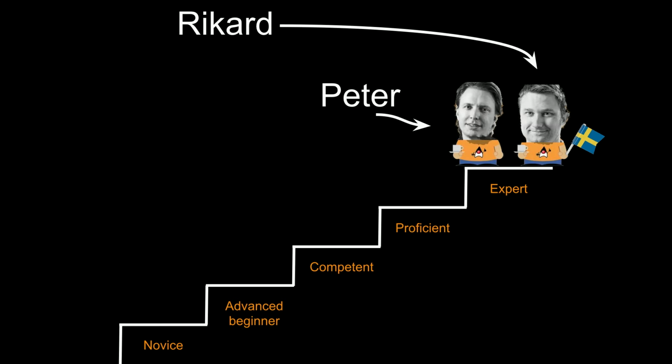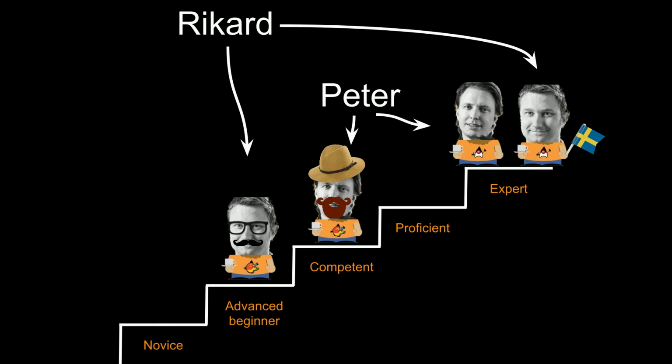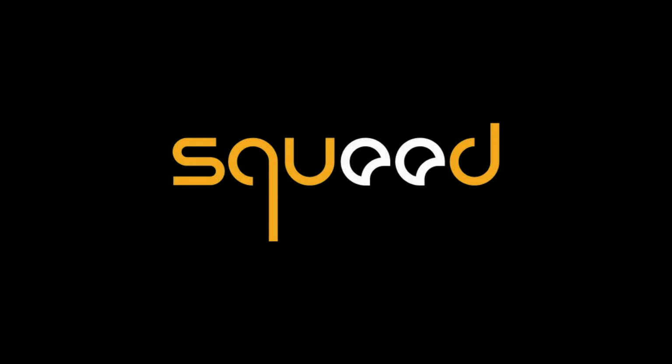So about us, we claim to be up here in at least some galaxy far, far away. I'm Peter, Rikard on the other side, wearing the flag. We're from Sweden, so excuse our Swinglish. However, when we dress in the web attire, we end up somewhere in the middle here. Advanced beginner or competent at most. So that's our knowledge profile. Squeeders, you know us, you know what we stand for.